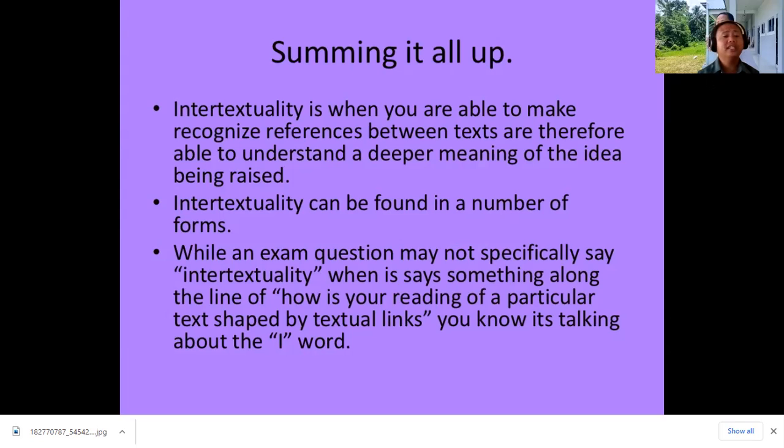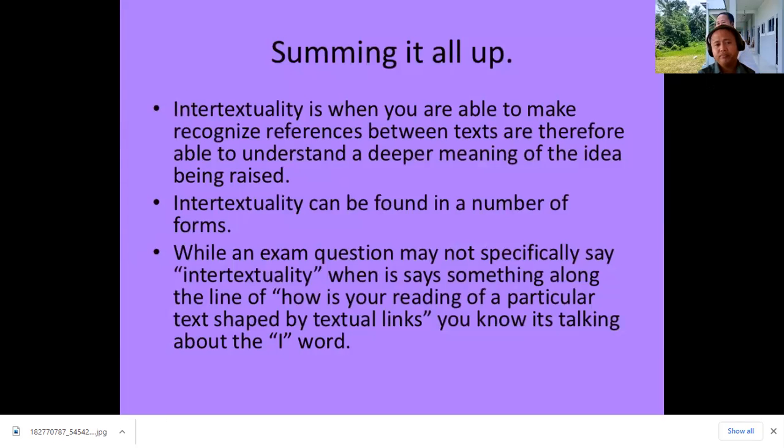So intertextuality, class, can be found in a number of forms. While an exam question may not specifically say intertextuality, when it says something along the lines of how is your reading of a particular text shaped by textual links, you know it's talking about the I word.